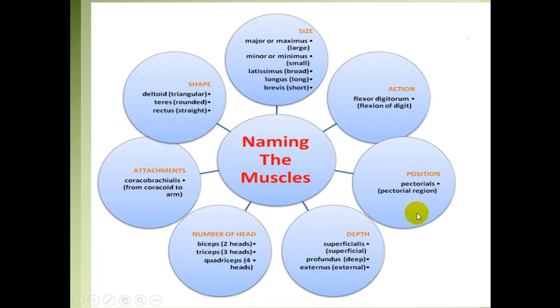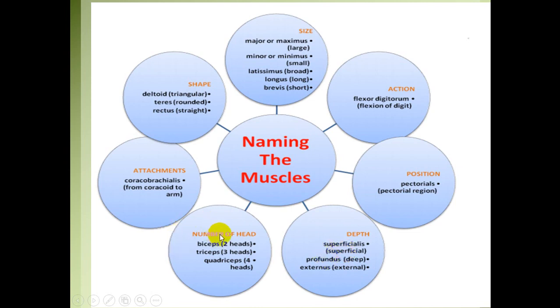Then according to depth, the superficial muscles may be named as superficialis, and the deep ones are named as profundus, or the superficial can be named as external or externus, and the deep ones are named as internus. We have examples from thoracic muscles, the external intercostal, internal intercostal. Then we have examples in upper limb, which are flexor digitorum superficialis, flexor digitorum profundus.